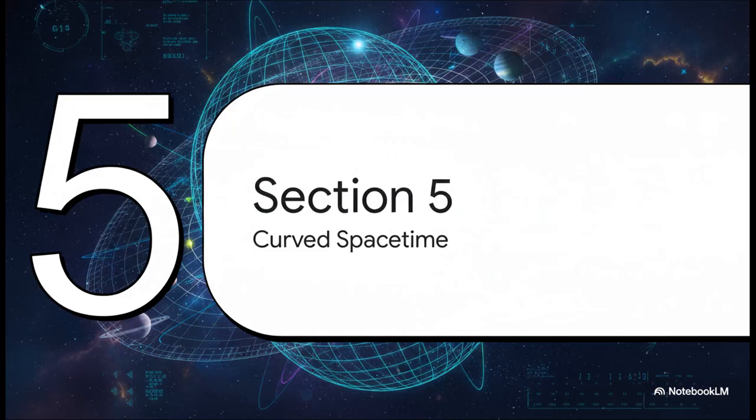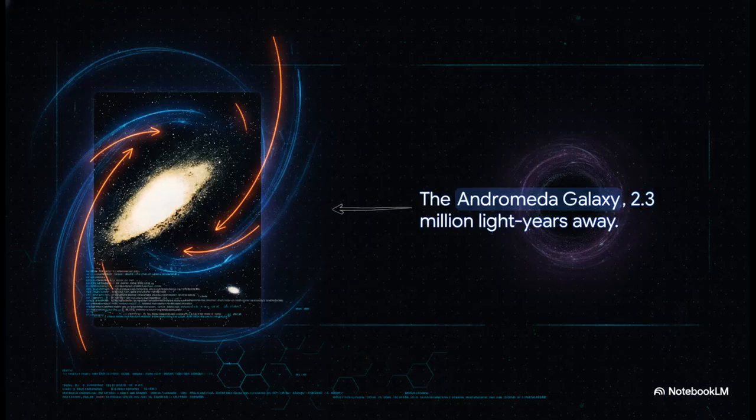Finally, let's zoom way out for Section 5, Einstein's curved spacetime. When we look out at massive, mind-bending structures like the Andromeda Galaxy, which is located a staggering 2.3 million light-years away from us, or at the supermassive black holes lurking at the centers of galaxies, Newtonian physics just doesn't give us the whole story. For instance, the black hole at the center of our Milky Way has a mass of about 3.7 million suns. The gravity there is so overwhelmingly intense that even light itself cannot escape its grip.